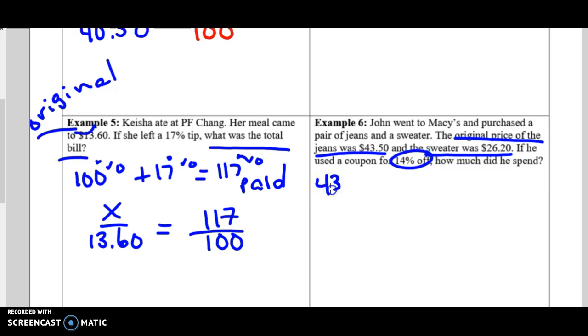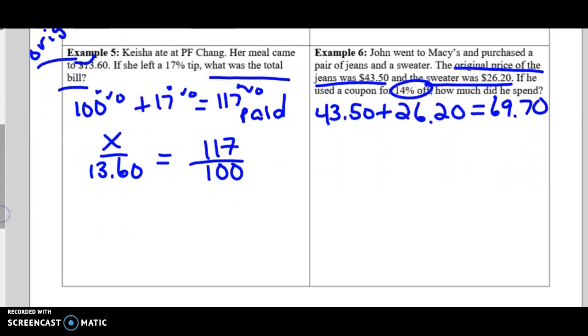So $43.50 plus $26.20 is going to give me $69.70. So that represents the original price. It's 14% off, so I need to calculate the percent paid. Discount means I need to subtract: 100% minus 14 equals 86% paid.